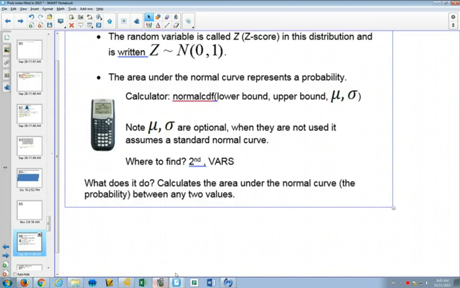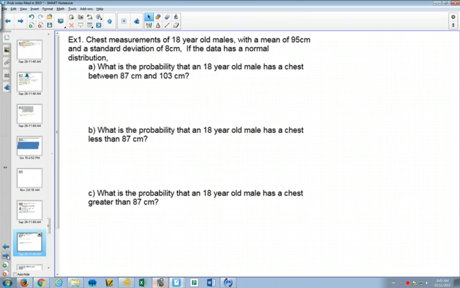So normal CDF, you're going to put a lower bound and upper bound, and then you're going to calculate, it's going to calculate the area under that curve. So here's our first example. One of the things that I find really helpful is to draw a quick bell curve every time you're asked for a question. So here we've got chest measurements of 18-year-olds with a mean of 95 and a standard deviation of 8 centimeters. It has a normal distribution.